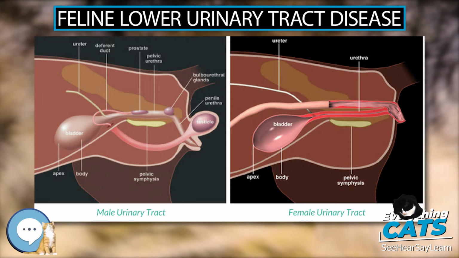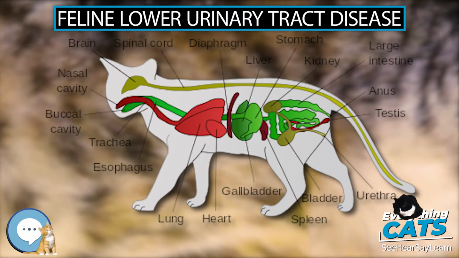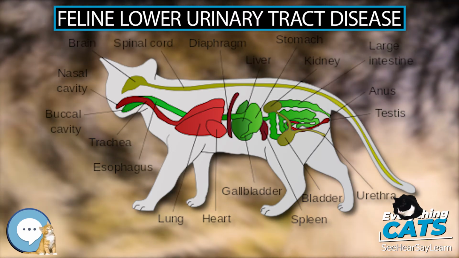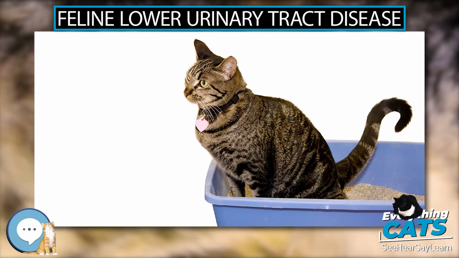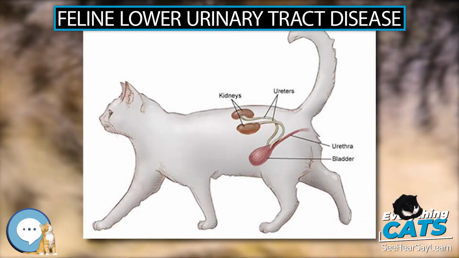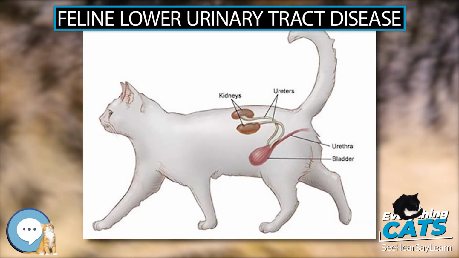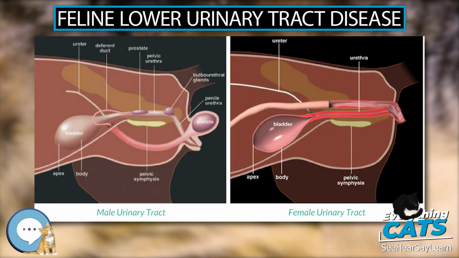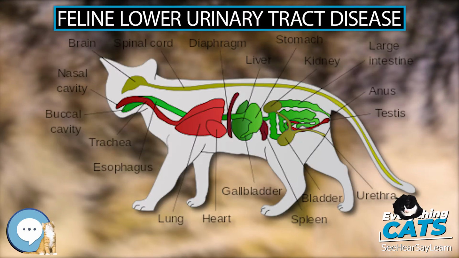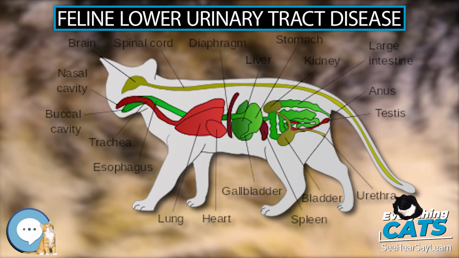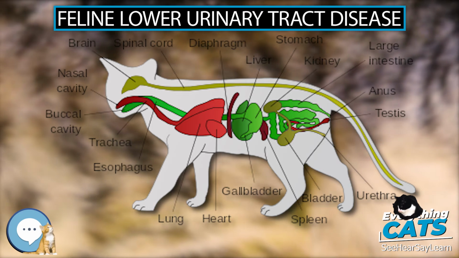Urolithiasis, urinary crystals or stones. 15 to 20% of FLUTD cases are caused by uroliths, stones or crystals, with the most common forms being calcium oxalate and struvite. The majority of uroliths are located in the urinary bladder, but can also form in the kidneys, ureters and urethra. Causes. Studies have concluded magnesium in the diet is a primary cause of struvite urolithiasis in cats.